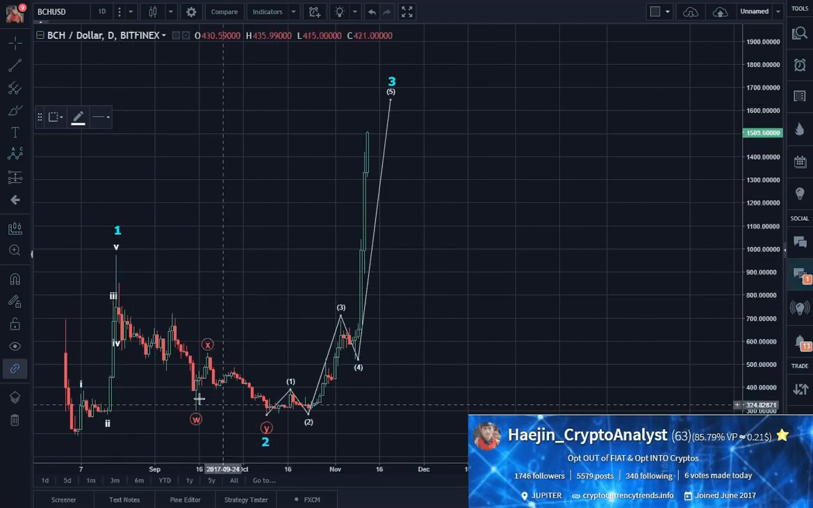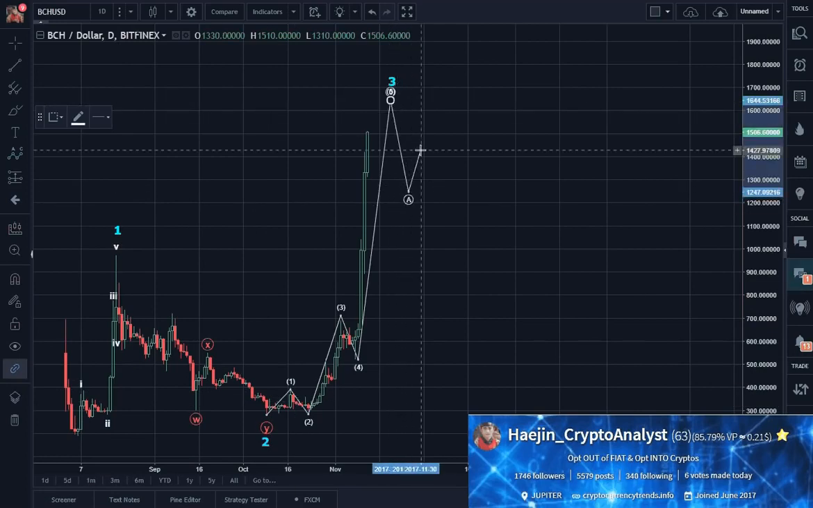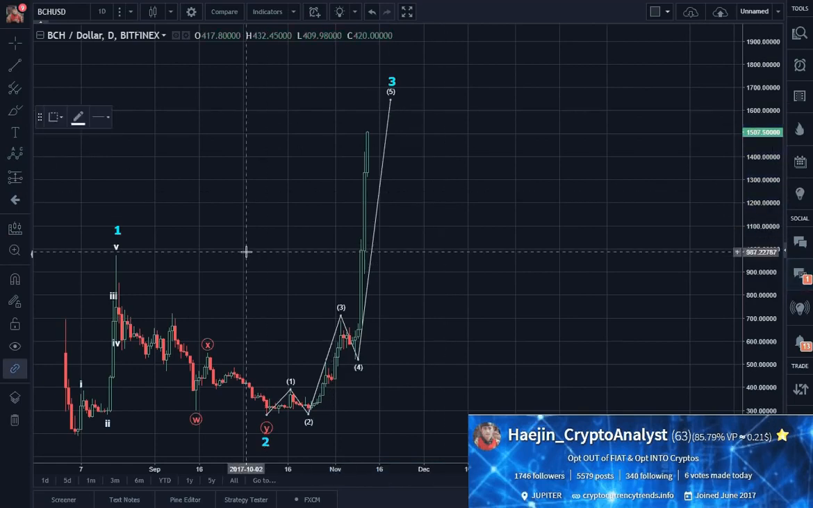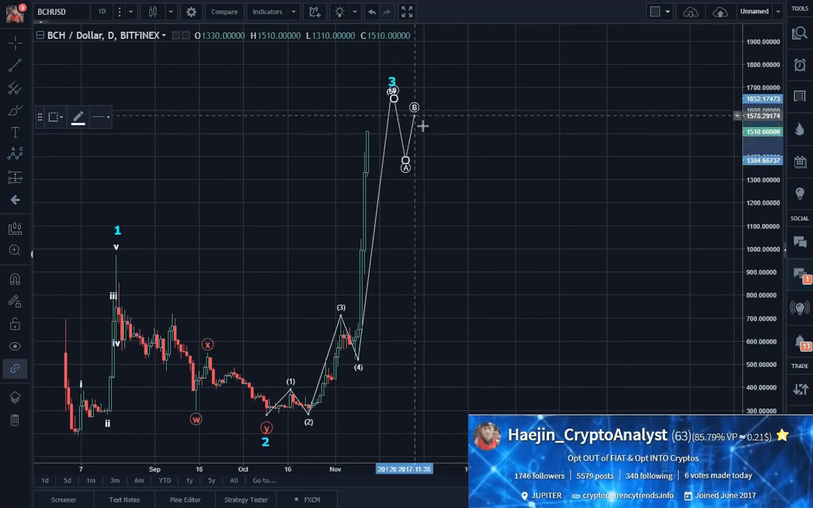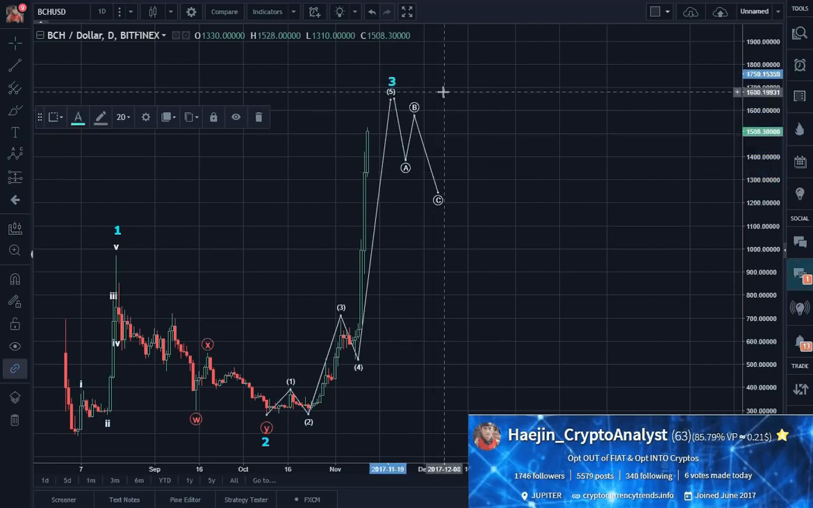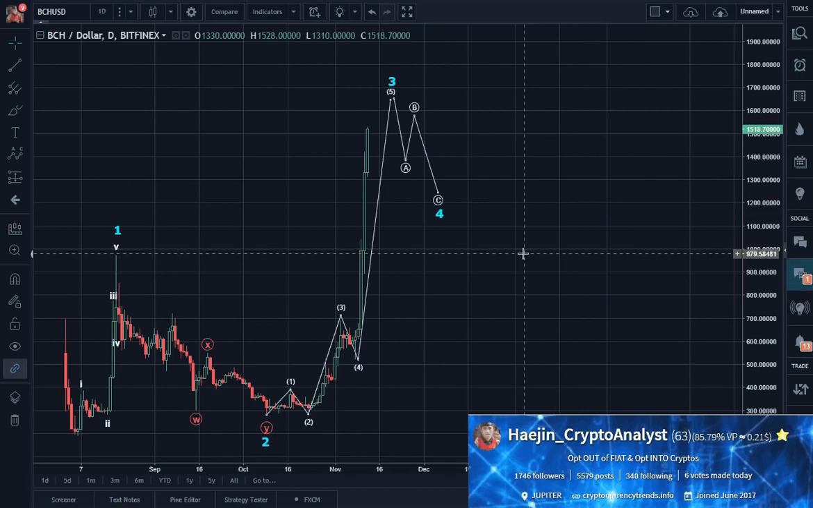Because wave 2 was very complex, WXY, as you can see, you will most likely get a very sharp, one more time, wave 4. And it won't, at least from an early wave point of view, if it's to remain as an impulse, which I think it will, it cannot and won't overlap with the peak of wave 1, which is 974.